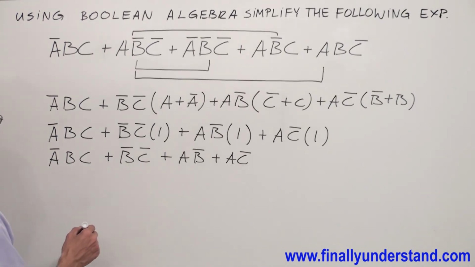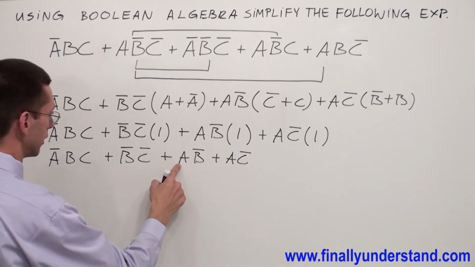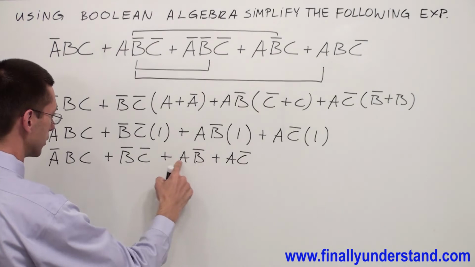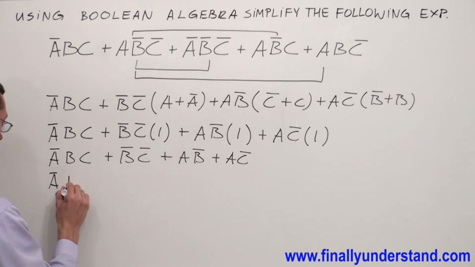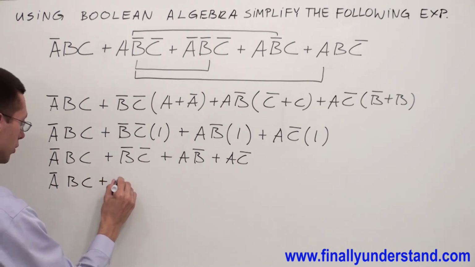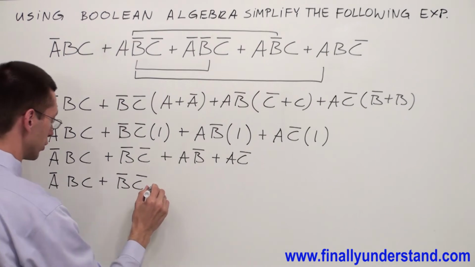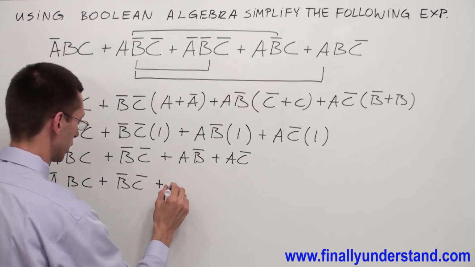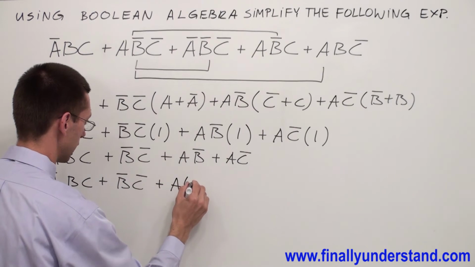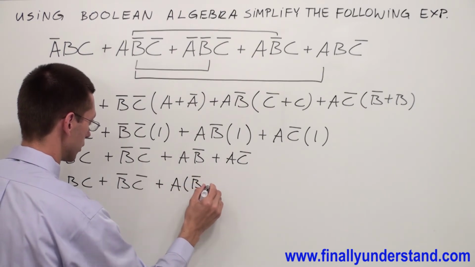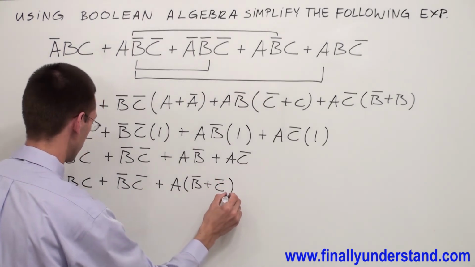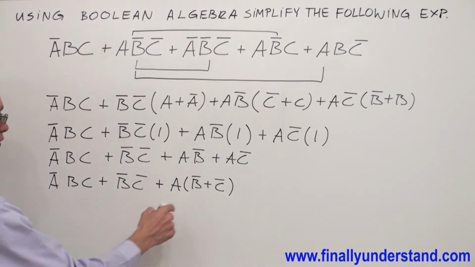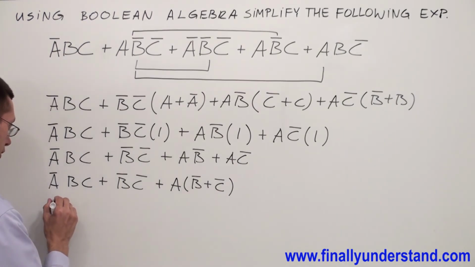We have a, and we have a over here. We can factorize this a. What I'm going to do, I'm going to have a naught, bc, or b naught, c naught, or a, and I have b naught or c naught. Now, I can use De Morgan's theorem and convert this to the NAND gate.